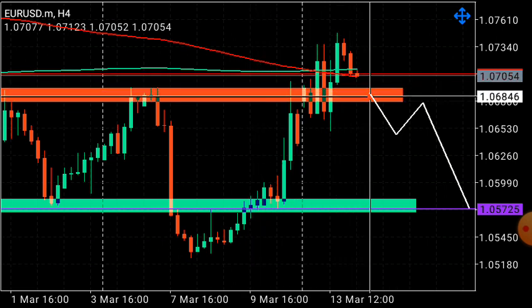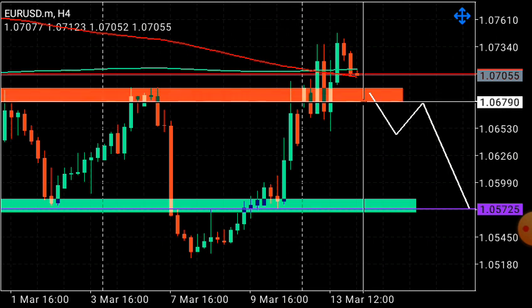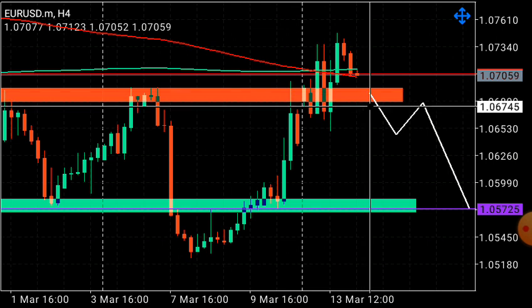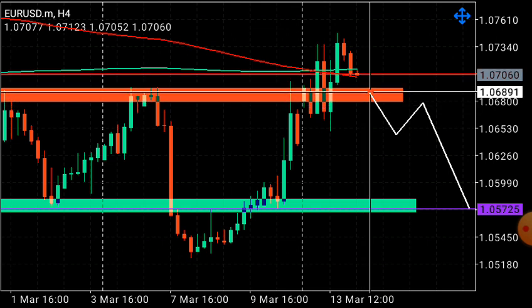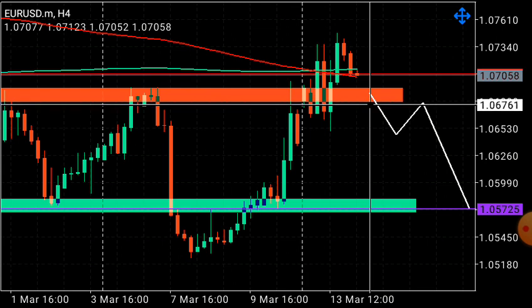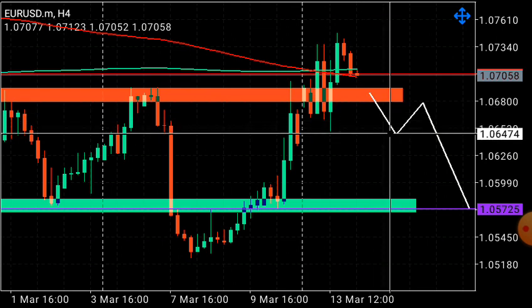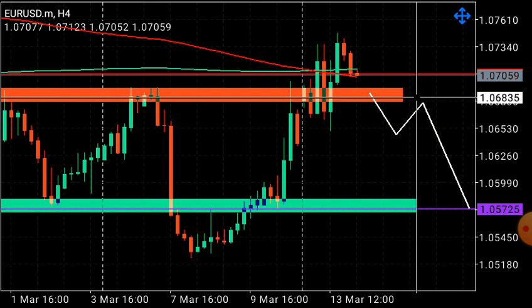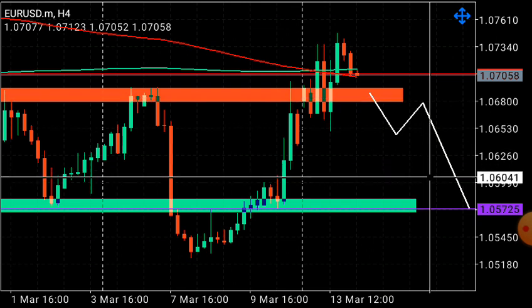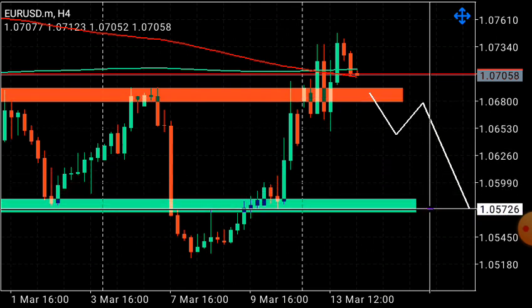So I'm looking for price to drop and just break below this supply zone, demand zone, currently turning it into a resistance or a supply. So from here we'll be looking for a small impulse and a pullback to test the previous breakout. Then we're looking to continue with the downtrend, target at 1.05726. So this is my anticipation.